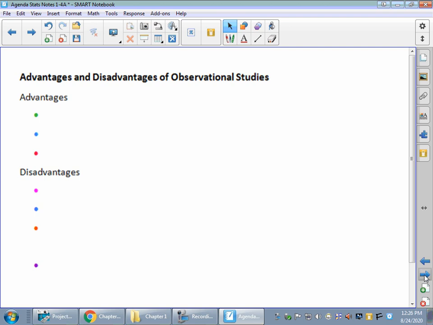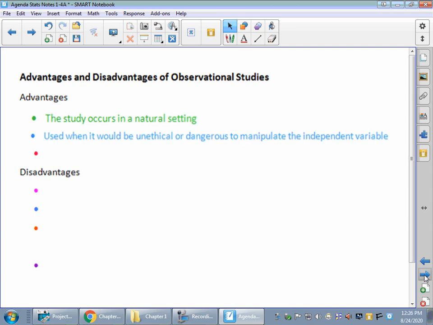So observational studies, we're just observing things. This has some advantages as well. It's natural. People don't act differently because they know something's looking at them. We're just watching, seeing what happens, collecting data. And we use this when it would be unethical or dangerous to manipulate an independent variable. Think about cases like domestic abuse or airbags. We don't really want to launch airbags while people are driving cars, or drugs, or wild animal attacks, or different crimes, burglaries, things like that. We're not going to ask somebody to go out and break into somebody's home.